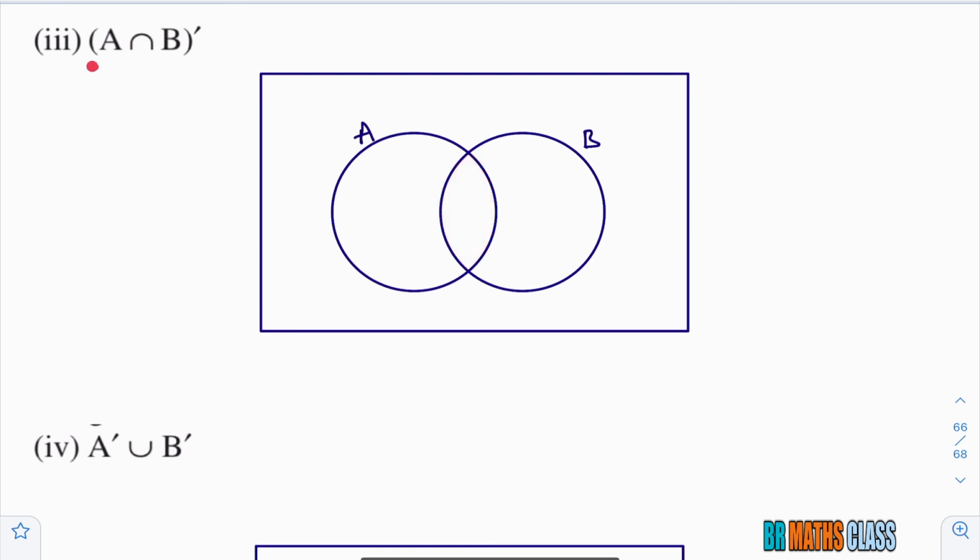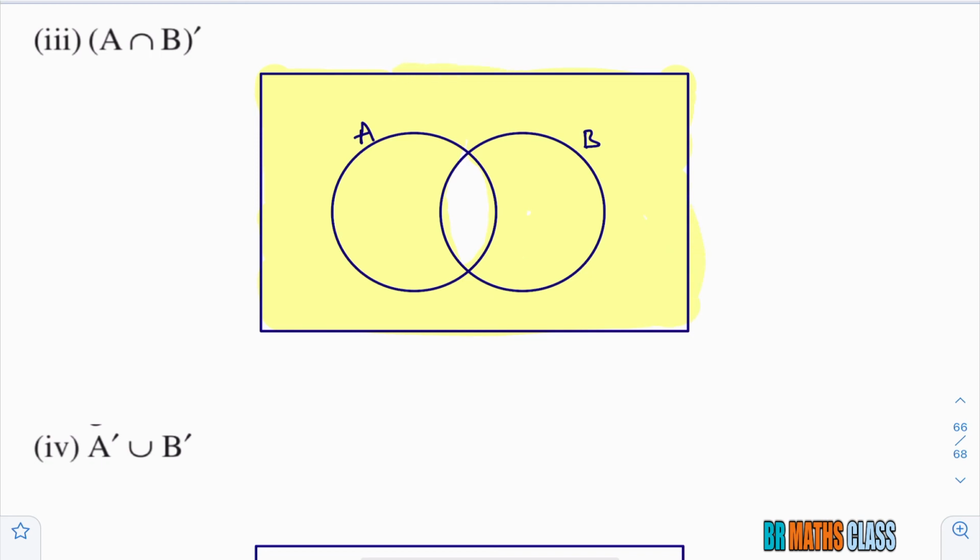Here what is there? A intersection B whole dash. A intersection B whole dash means not A intersection B. Not A intersection B means which part? Look here. Here I am shading that part. Please observe. What I am marking now, that is not A intersection B. Other than A intersection B, whatever part I am marking now, that is not A intersection B. A intersection B whole dash means not A intersection B.